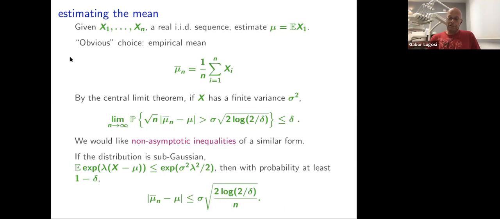If we have something that holds with probability at least 1 minus delta, and the bound is of the form sigma divided by root n times square root of log 1 over delta, then we call it sub-Gaussian.